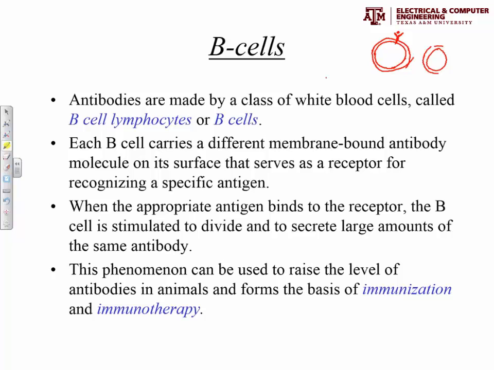But anyway, it's going to produce more copies of itself. And that is the principle behind immunotherapy. So when the appropriate antigen binds to the receptor, the B cell is stimulated to divide. So there's a signal transduction inside the cell. There is a cell division machinery that is stimulated. The cell makes many copies of itself, and it'll secrete large amounts of the same antibody, bound on the membranes of these different cells that are produced. And this is the phenomenon that is used to raise the level of antibodies in animals and forms the basis of immunization and immunotherapy.